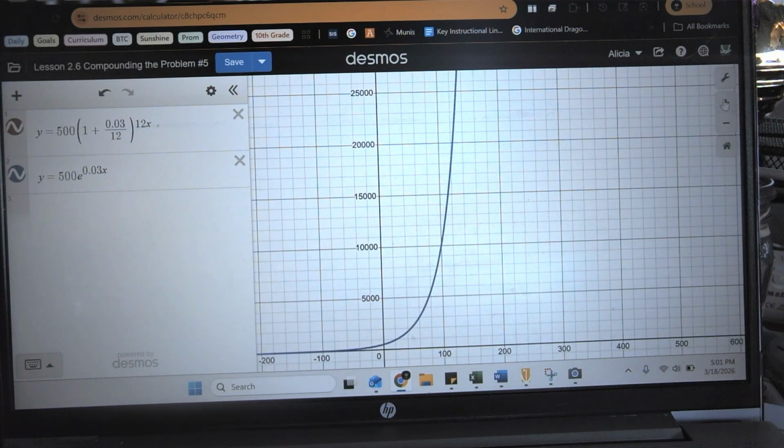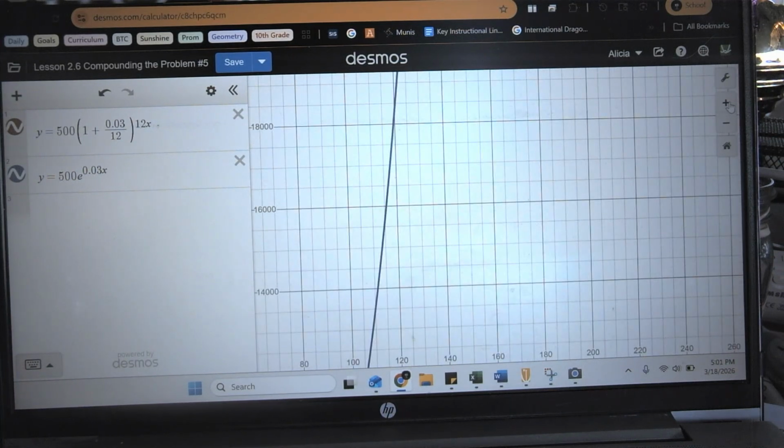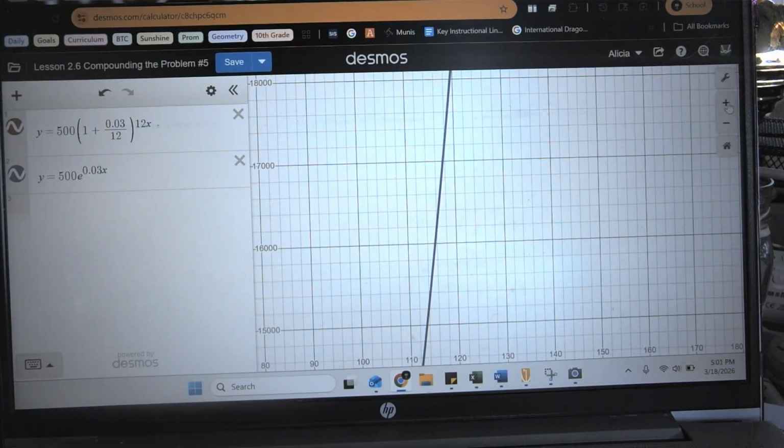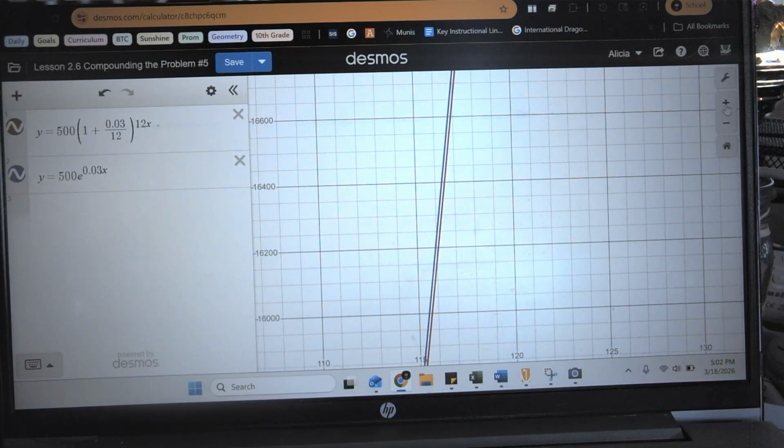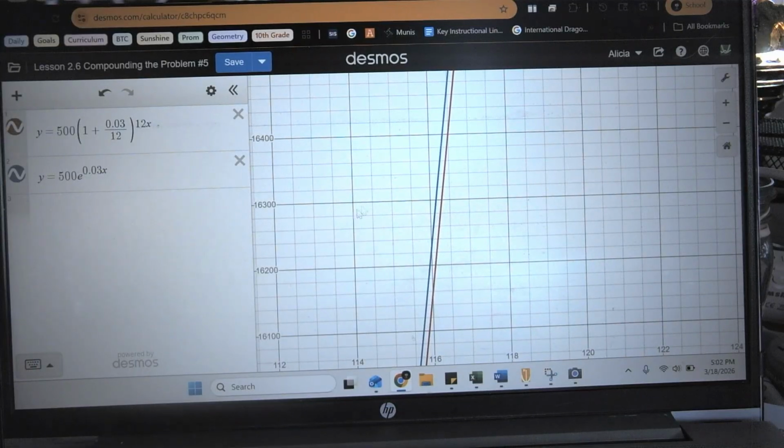But I'm going to zoom in closer so that you can see there actually are two lines here. But our red graph, which is our monthly, so if I look at 116 years is here. That's the red graph is down here, sorry. So about 116 years is about $16,165. But our blue graph at 116 years is about 16,231. So they're still very close.